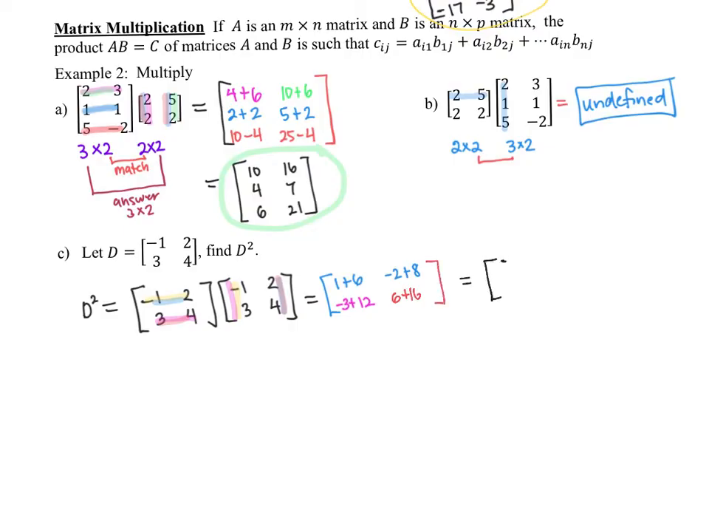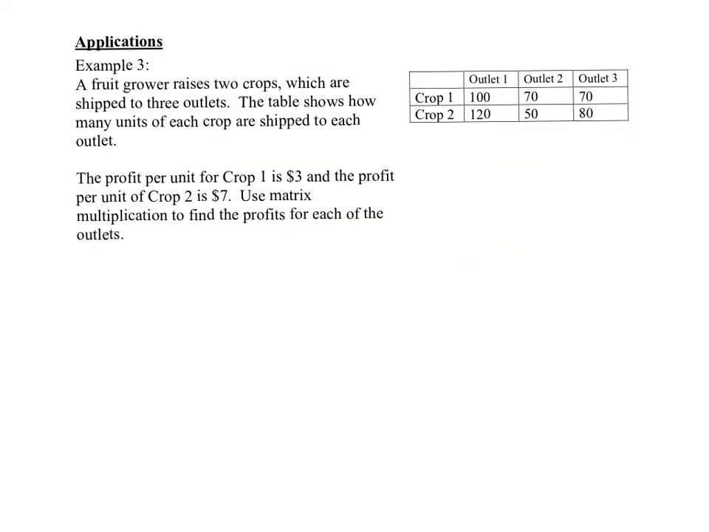Yes, I know it's magical, but there's lots of magical calculators that can confirm your answer. Okay, and then this is my result of D squared. And because it was 2 by 2 by 2 by 2, it makes sense that D squared is in fact also 2 by 2. Okay, the last example is an application. I'm going to use matrix multiplication for this application. The multiplication part is very easy, but getting the units to line up properly takes some thought sometimes.